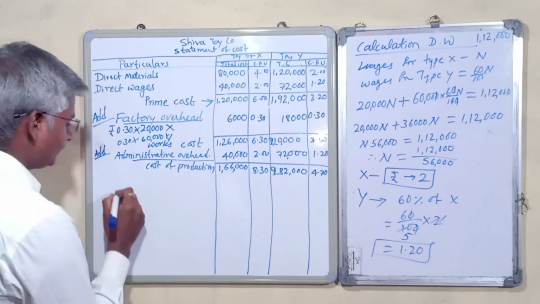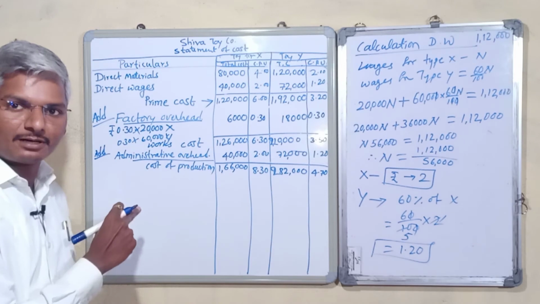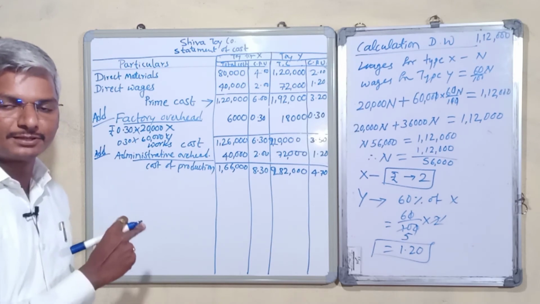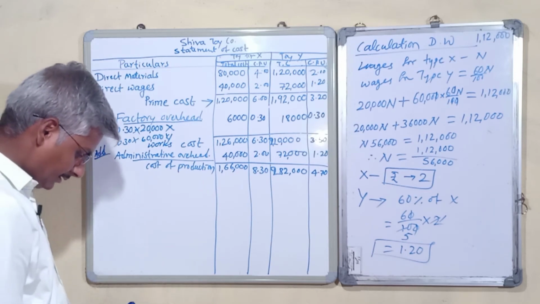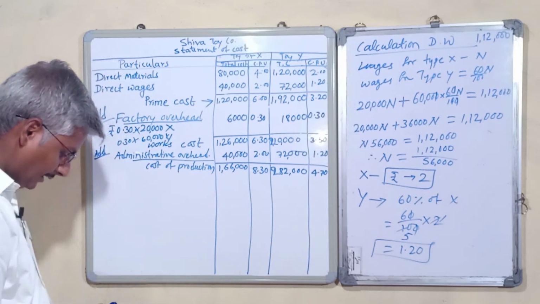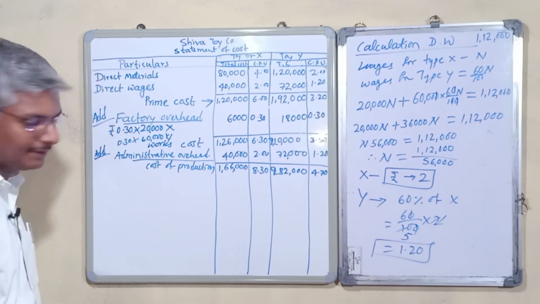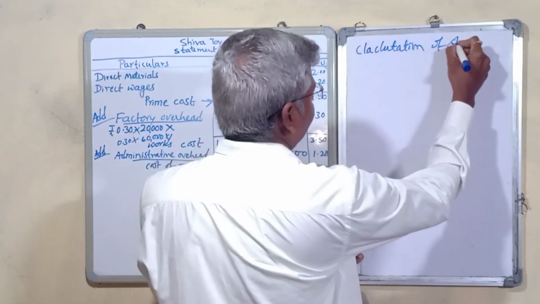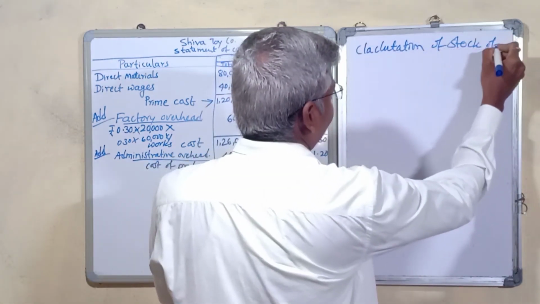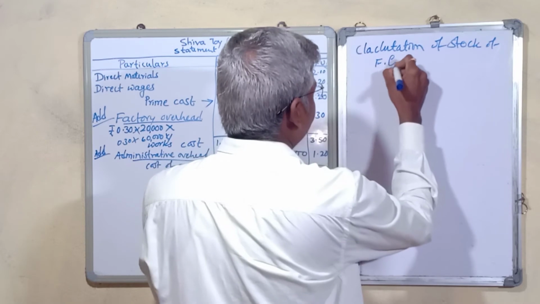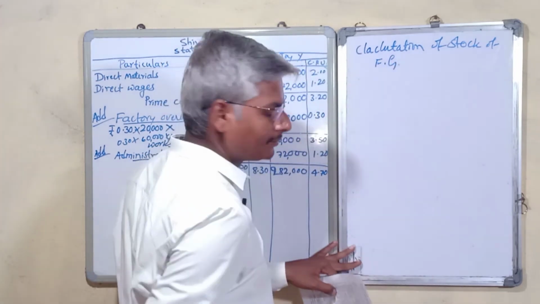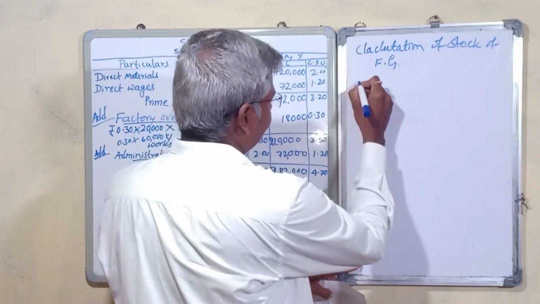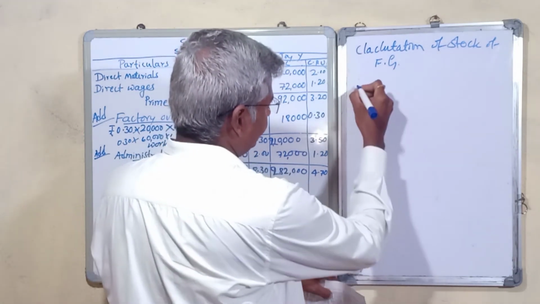Then for this we need to add opening stock of finished goods and deduct closing stock of finished goods. In the problem they have not mentioned opening stock, but we have closing stock of finished goods. Calculation of stock of finished goods. So we do not have opening stock of finished goods, we have only closing stock of finished goods. That I will draw here.